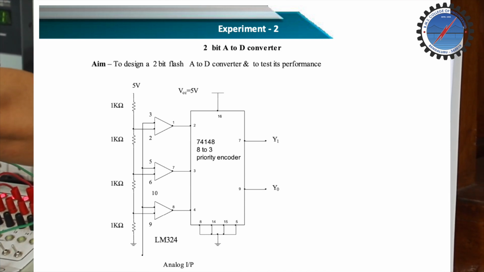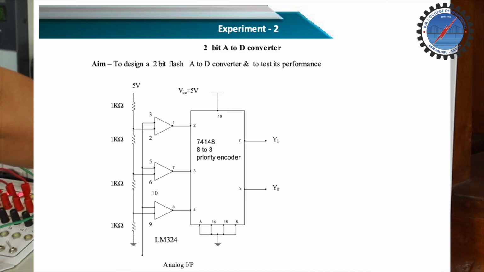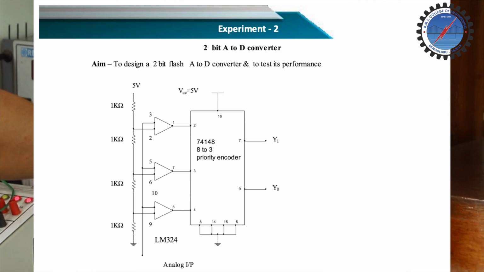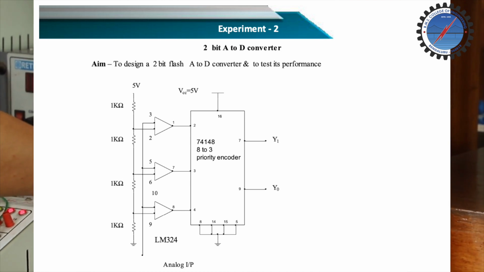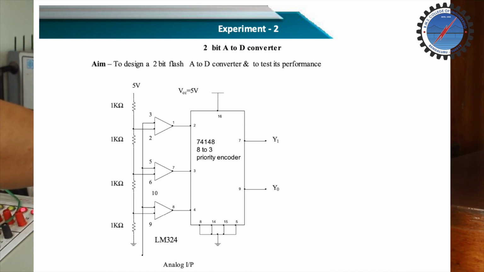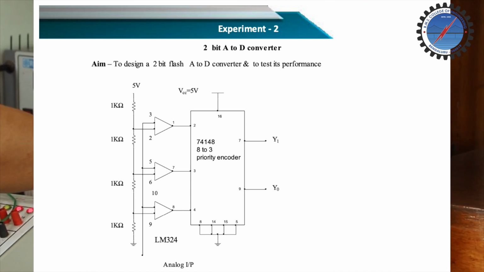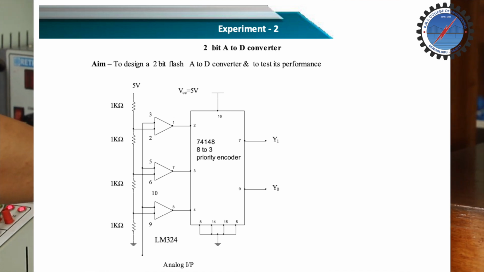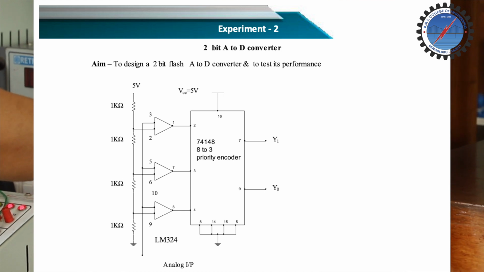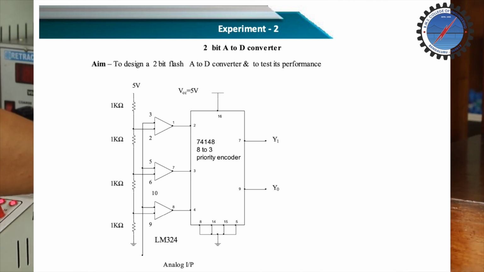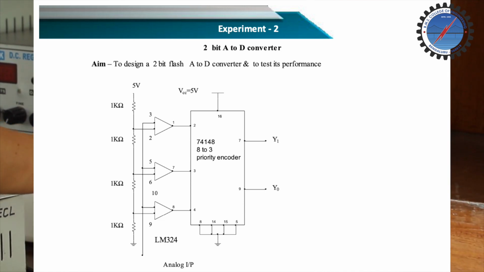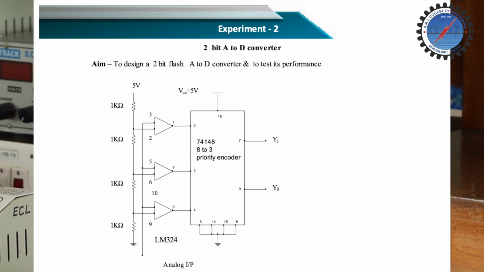This LM324 is nothing but a comparator. We have used 3 comparators, and the reference inputs to the comparators are given from the potential divider. We have divided this 5 volts into 4 parts, and voltages of 1.25, 2.5 and 3.75 have been given to the comparators. The other input to the comparator is from an analog input which has to be converted to digital output.